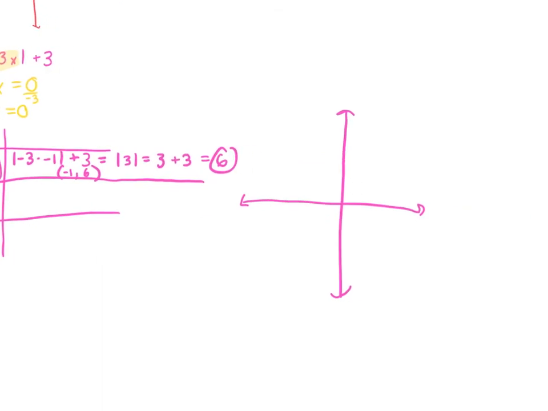So we go to the left one, to negative 1, and then we go up 6. Put our point there. What do we do next?